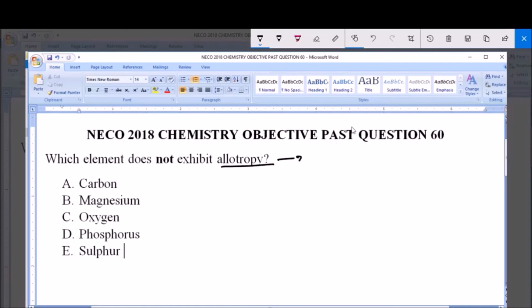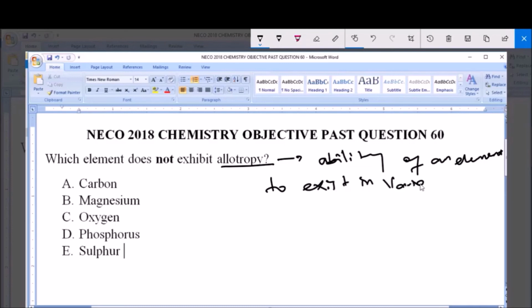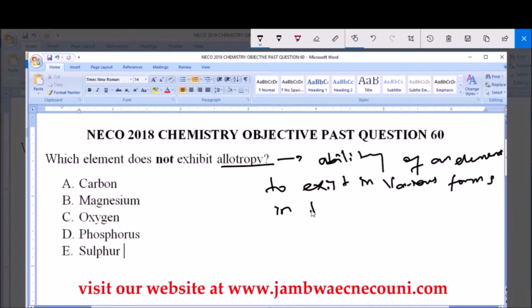Now allotropy is a phenomenon, or we can say it is the ability of an element to exist in various forms but in the same physical state.